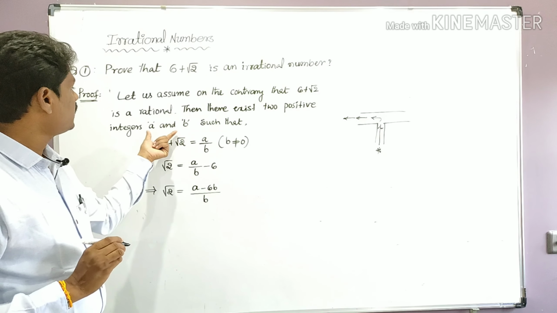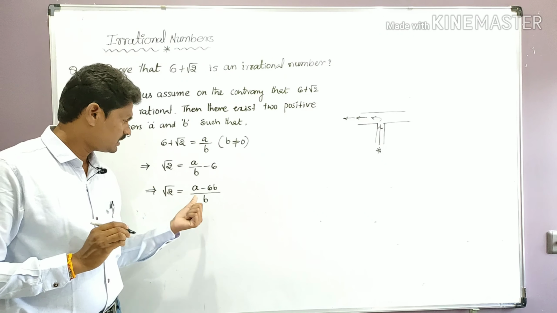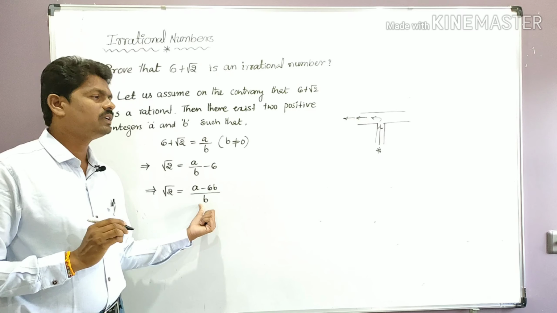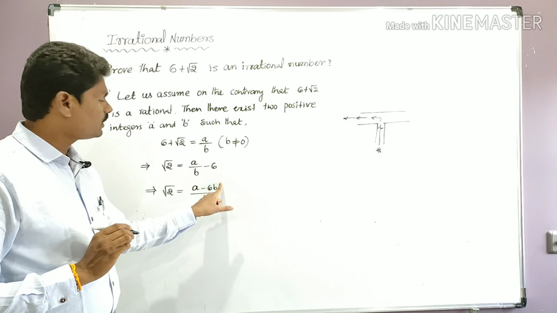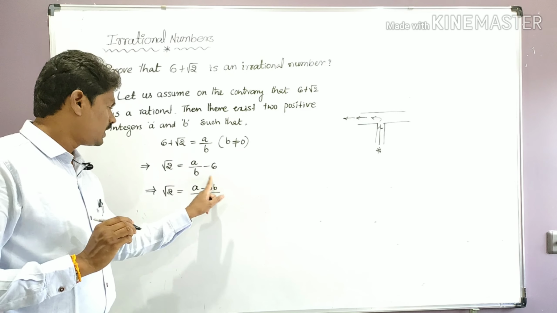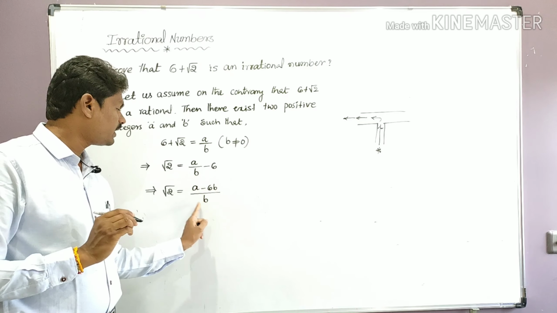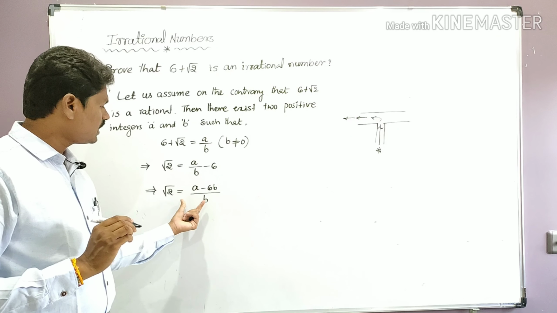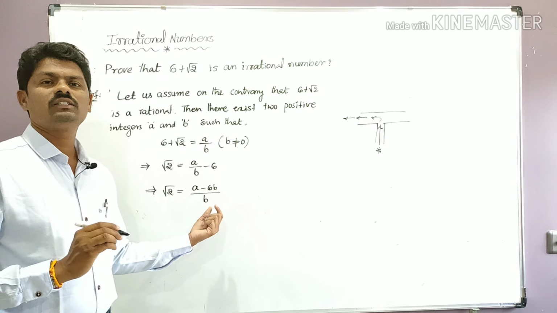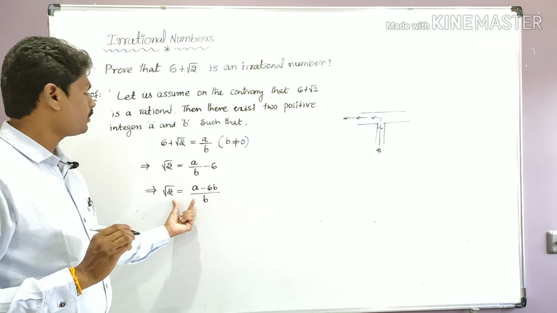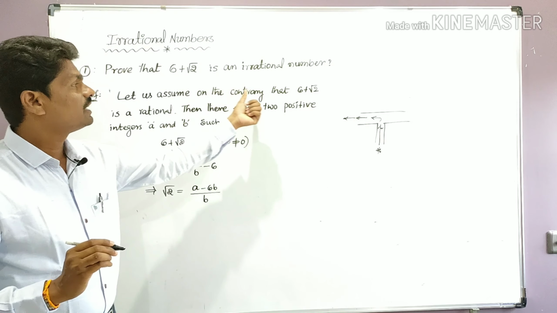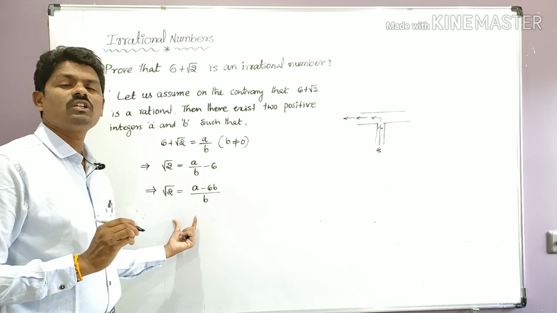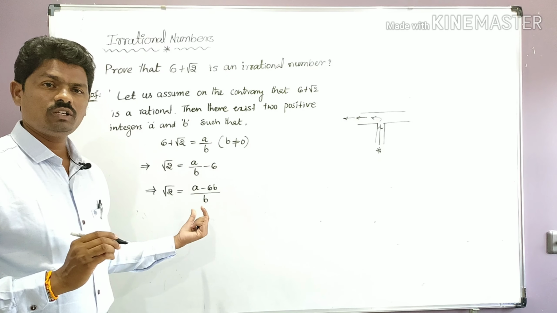So student, here it is very clear a and b are integers. So a minus 6b is also an integer, and a minus 6b divided by b has an integer numerator and denominator. Hence this total term on the right hand side is a rational number, but on the left hand side is an irrational number. So rational equal to irrational is not correct. So why did this happen? We assumed that 6 plus root 2 is rational, so our assumption is wrong.